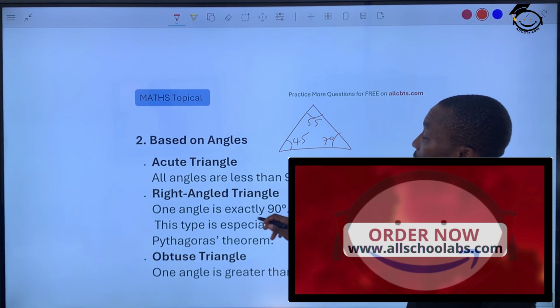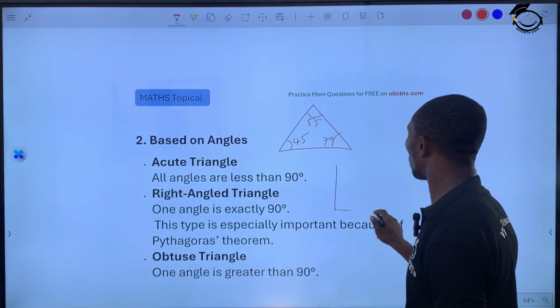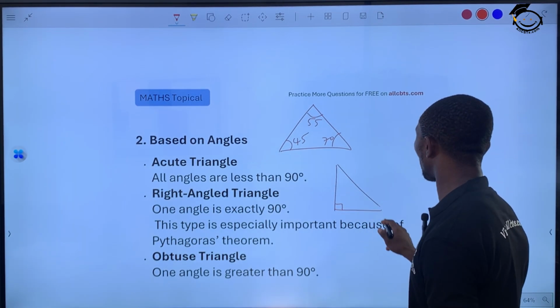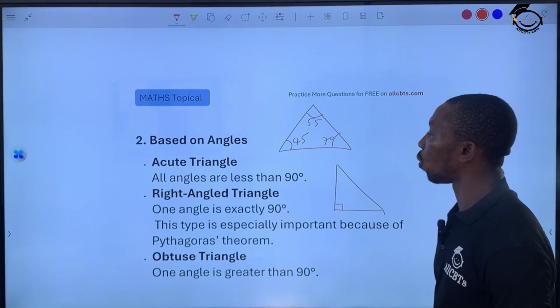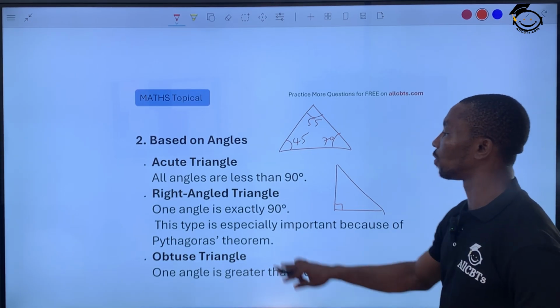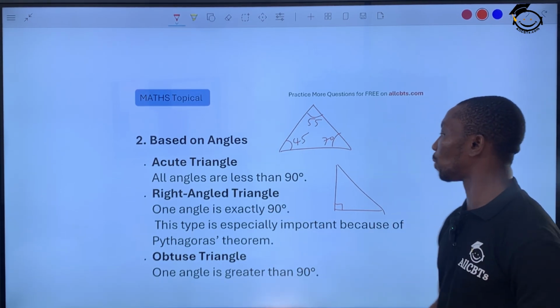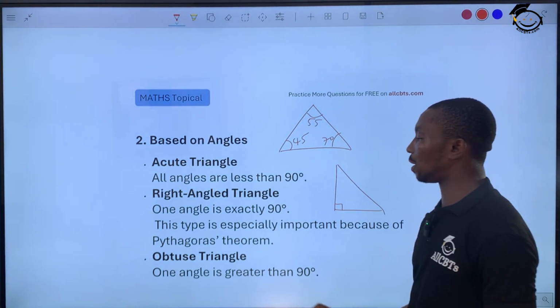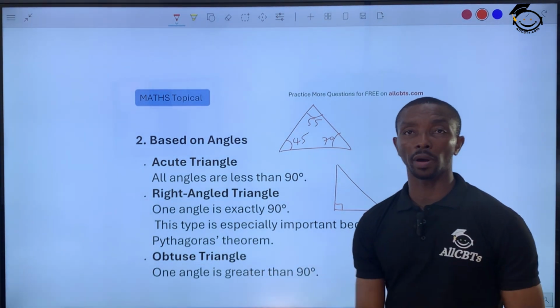Now, when we talk about a right angle triangle, one angle is at exactly 90 degrees. One angle is at exactly 90 degrees. This type of triangle is important in solving the Pythagoras theorem.